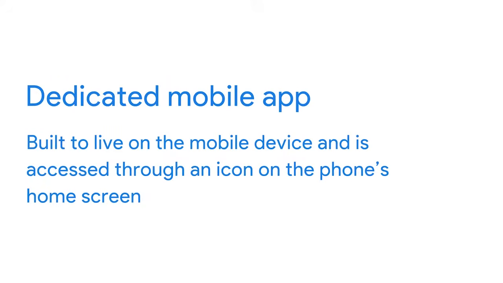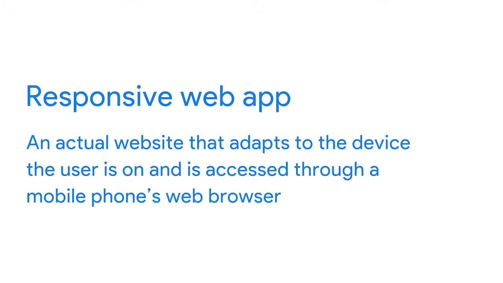A dedicated mobile app is built to live on the mobile device and is accessed through an icon on the phone's home screen. Dedicated mobile apps are also called native mobile apps. A responsive web app is an actual website that adapts to the device the user is on and is accessed through a mobile phone's web browser.